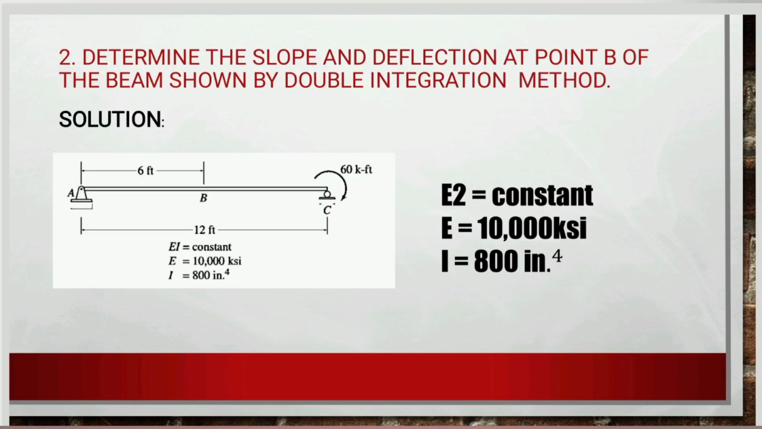We have our next figure. Determine the slope and deflection at point B of the beam shown by the double integration method. So we have our figure here. EI equal constant. E is equal to 10,000 ksi. I is equal to 800 inches to the fourth.